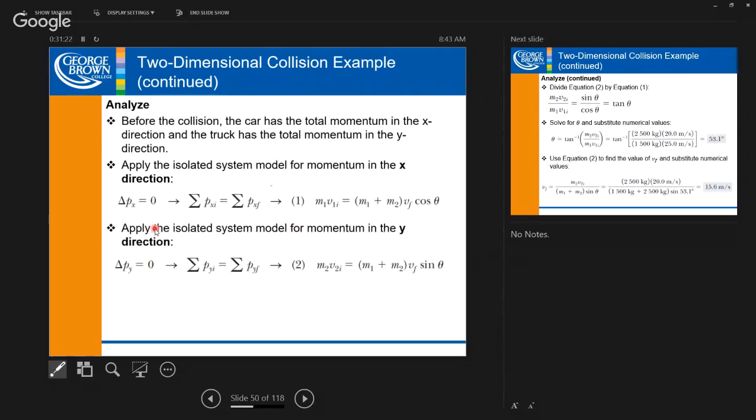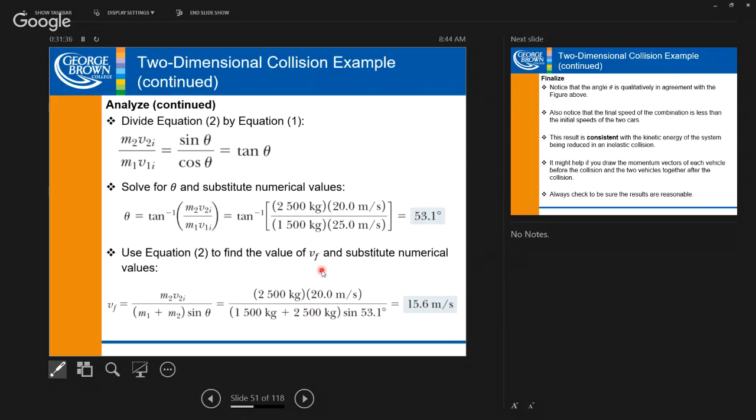You have two equations, right? You have total momentum, or change of momentum, on the x-axis and change of momentum on the y-axis. And you have two little equations here, which are broken down here. And then, if you want to find the angle, you take equation 2 and divide it by equation 1, right? And what you end up getting is this idea of tan theta, right?